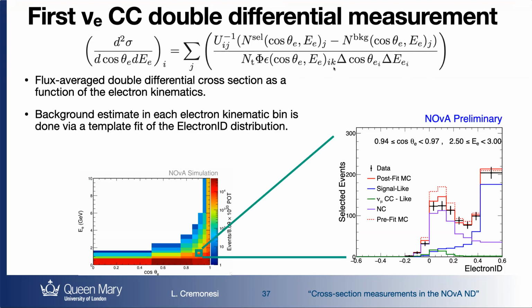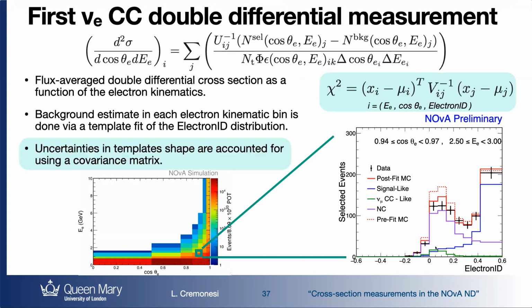But there is an additional complication in this case in which, in each of these bins, we look at the electron ID, the distribution that was calculated with the boosted decision tree, and we perform a template fit. We fit this distribution using templates of our signal and our background, and we use that to get a handle on our background, to have a measurement of our background in each of these bins. And then we perform a background subtraction.